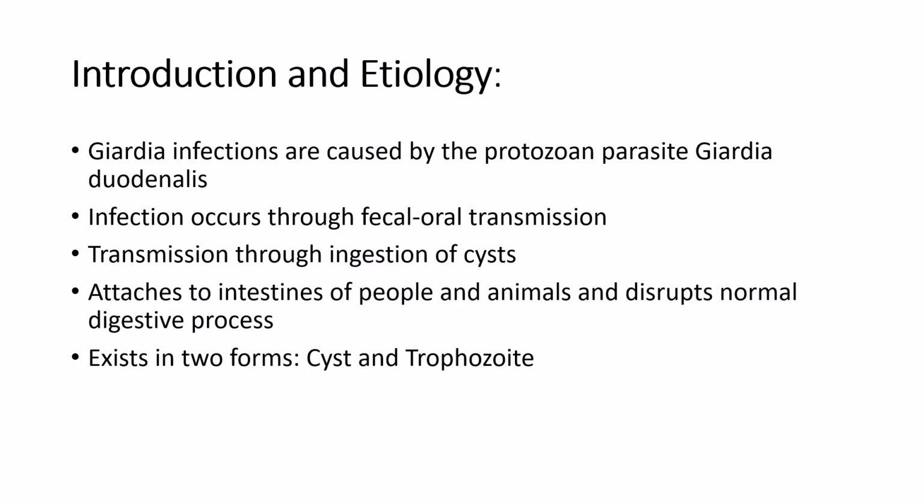It exists in two forms, the cyst and trophozoite. The cyst is protected by its outer shell. This outer shell allows it to survive outside the body for weeks to months and also helps protect it from being killed by chlorine, disinfectants, or any other outside factor, while the trophozoite is the active disease-causing form in the intestines.